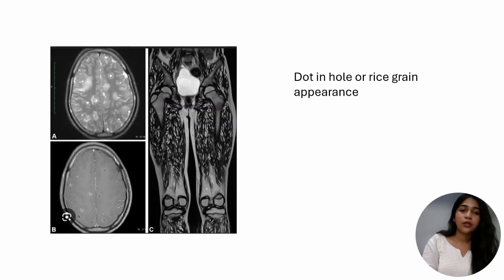As I said already, we can do bile staining for identifying the egg, but we can also do radiodiagnosis. In the brain, we can find a dotted or rice grain appearance. This is the brain radiodiagnosis, and this is the whole body radiodiagnosis, where we can see the rice grain appearance.